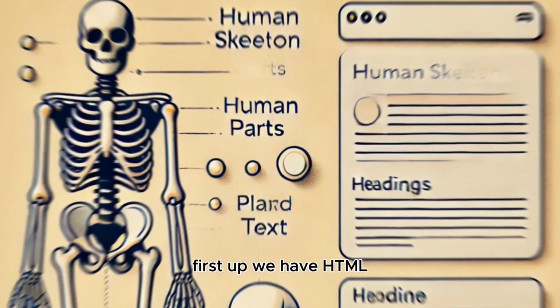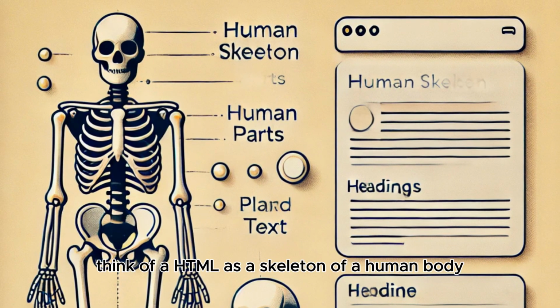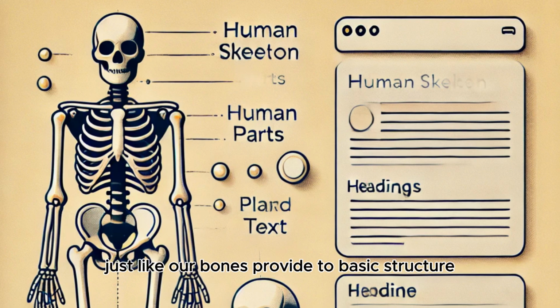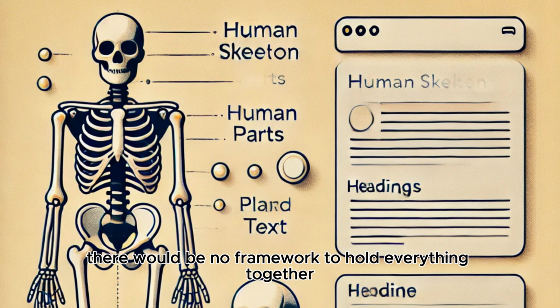First up, we have HTML. Think of HTML as the skeleton of a human body. Just like our bones provide the basic structure for our bodies, HTML is the foundation of a web page. So it gives the page its structure by defining elements like headings, paragraphs, images, and links. Without HTML, there would be no framework to hold everything together.